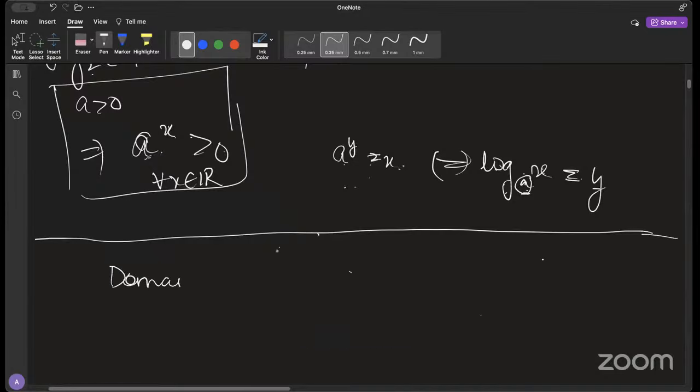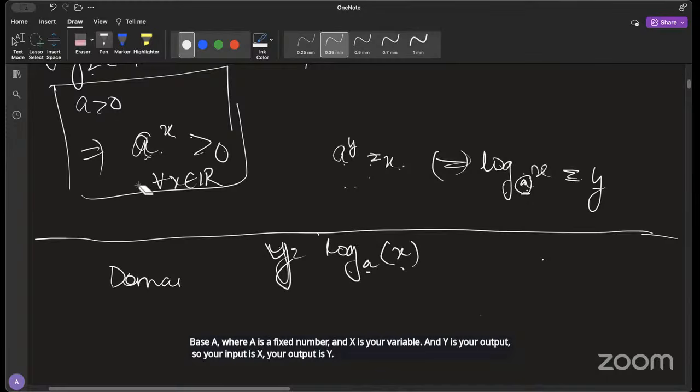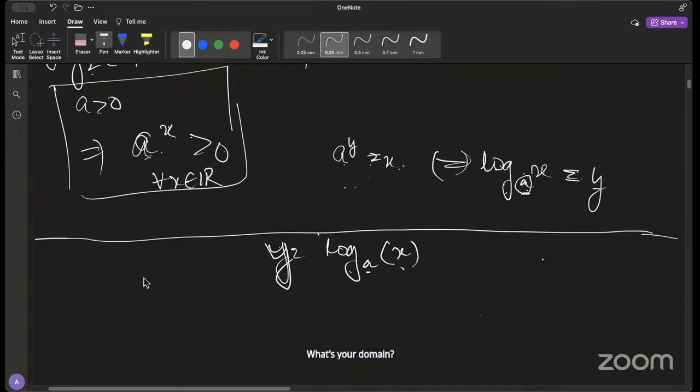Your function is, let me write it again. This is log base a, where a is a fixed number and x is your variable and y is your output. So your input is x, your output is y. What's your domain? We've already seen this. This is what we discussed just now, right?